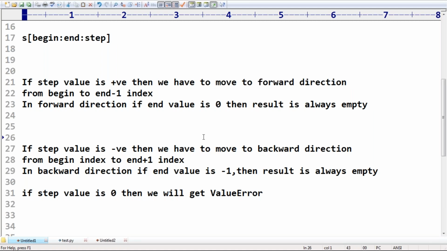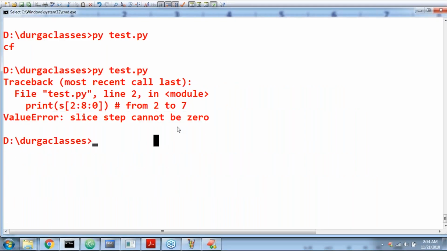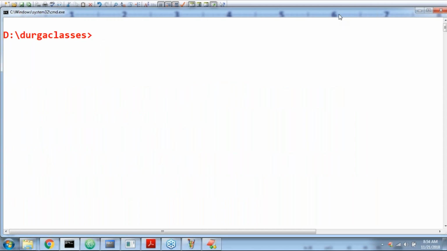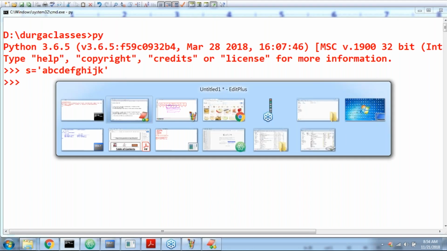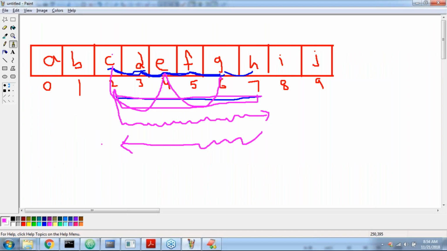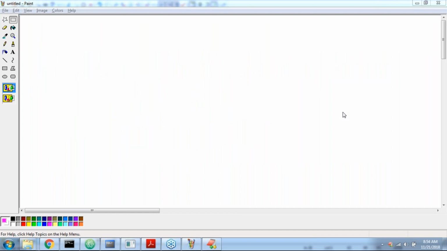Okay, well, sir. Now let me go for a small example, and then you will get much clarity about this. Let me open the Python console. Here, S is equal to A, B, C, D, E, F, G, H, I, J, and K also I'm taking, sir. Please wait a minute until K also I took.